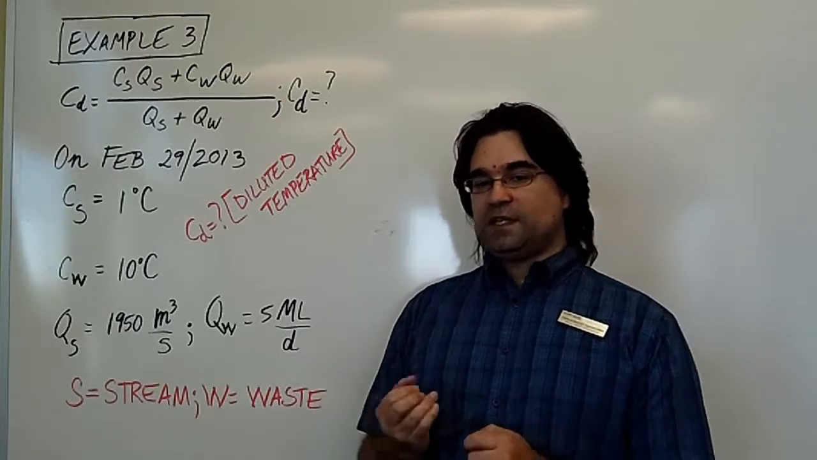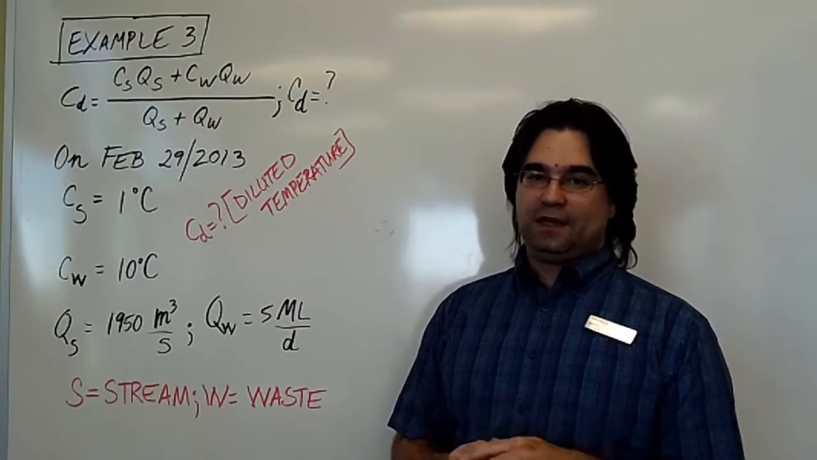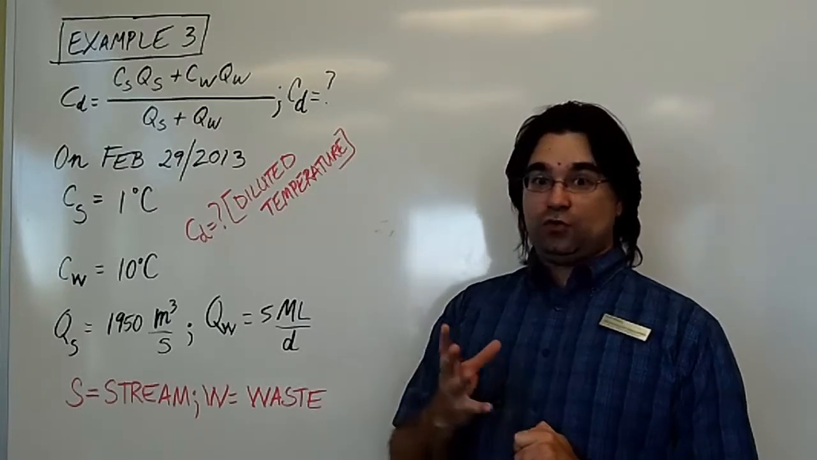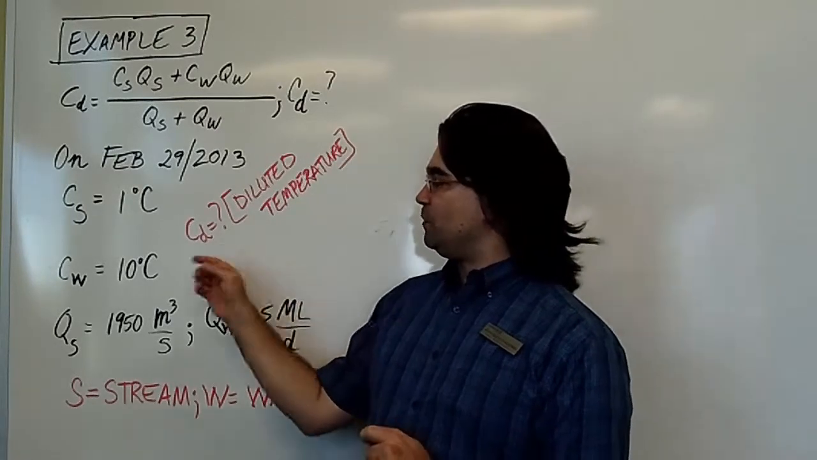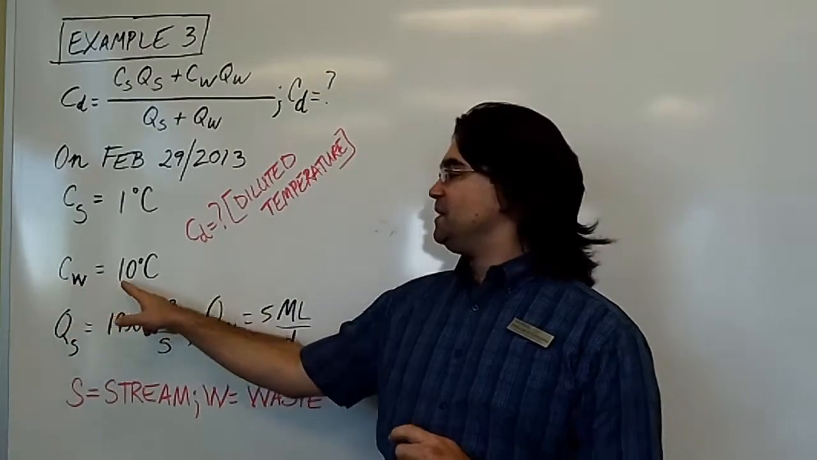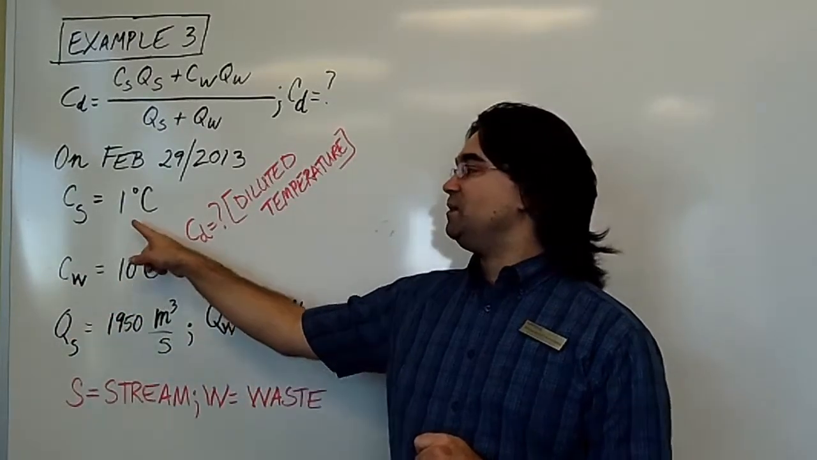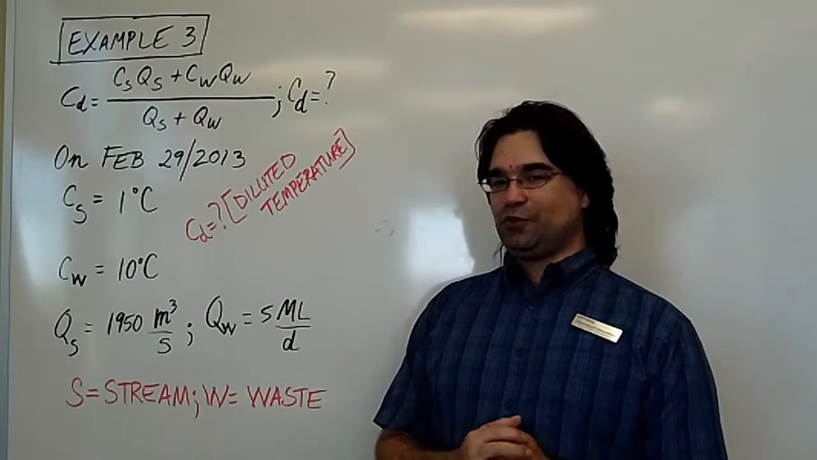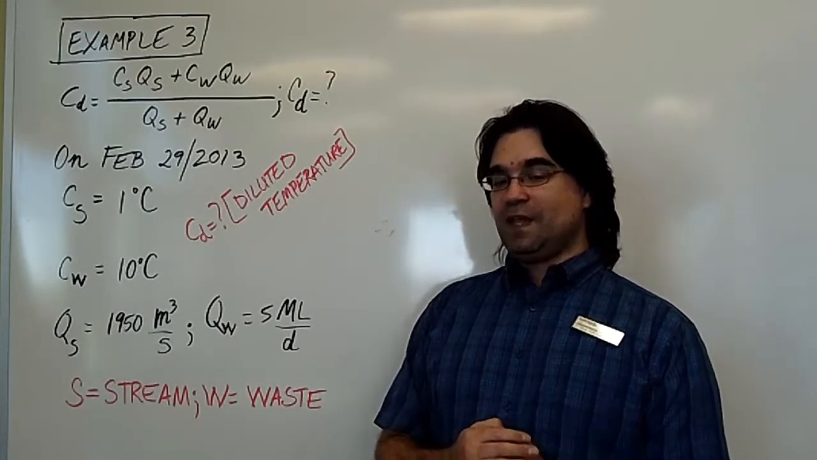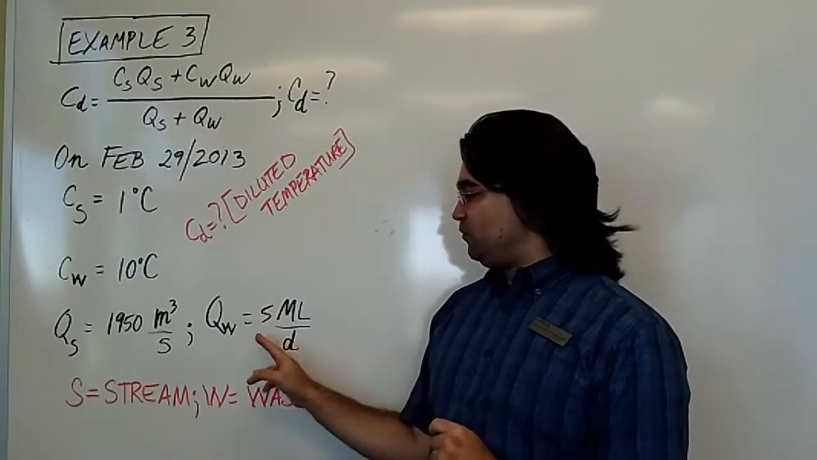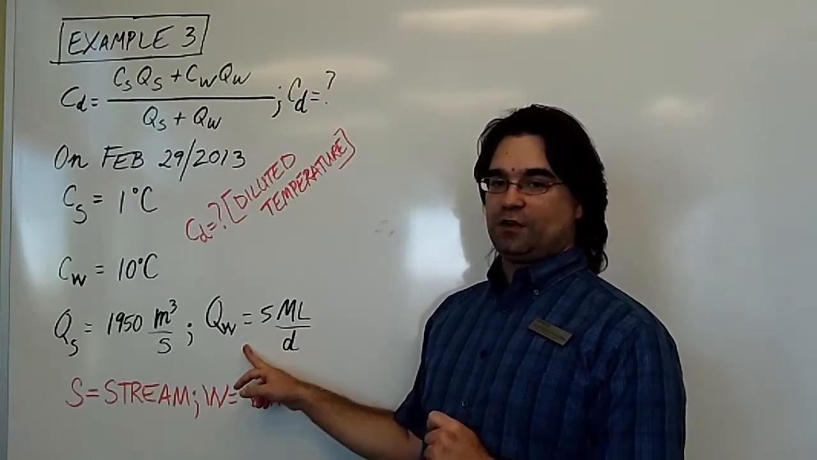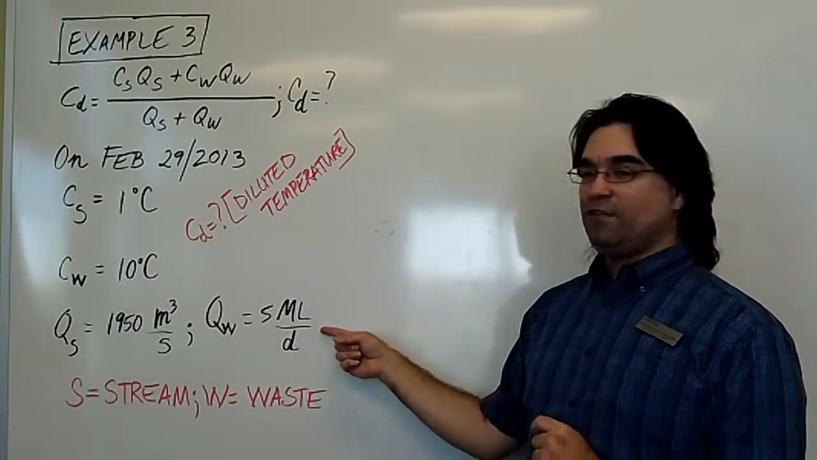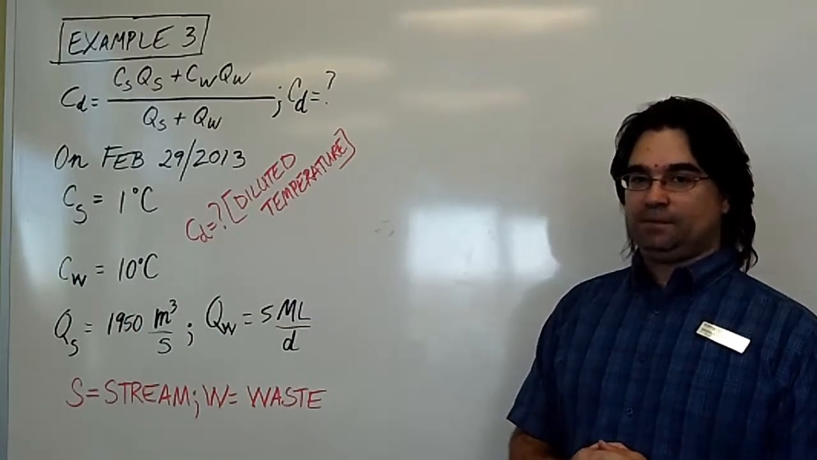You're then informed that a fictitious nuclear plant, for whatever reason, dumps some warmer water that is used for coolant into the Ottawa River. This wastewater is at 10 degrees Celsius, that is 10 times the temperature of the Ottawa River. Again, fictitious nuclear plant in Ottawa. You're then informed that the flow of this wastewater from the fictitious nuclear plant at 10 degrees Celsius is 5 megaliters per day.